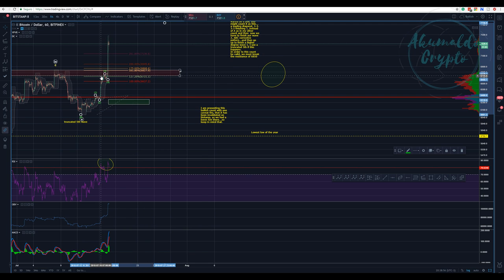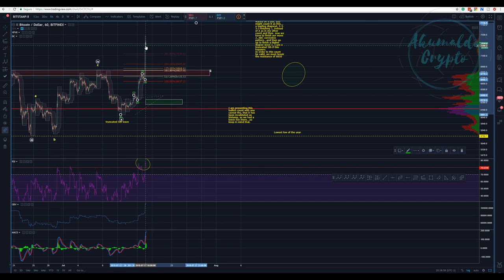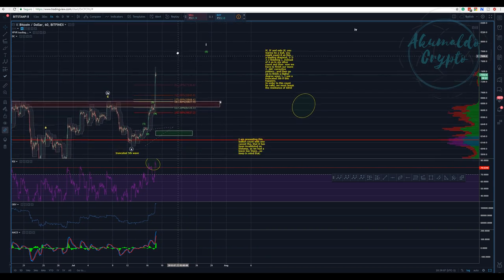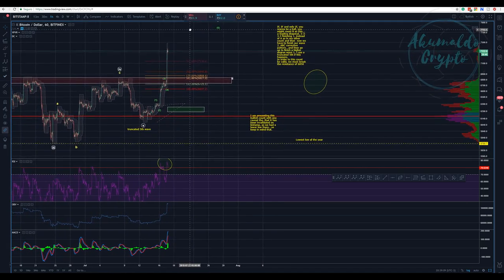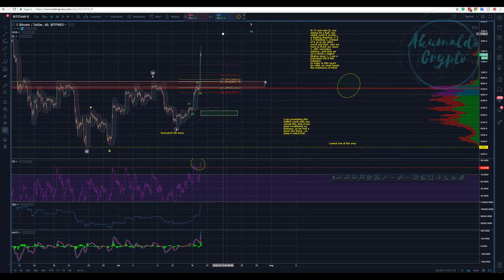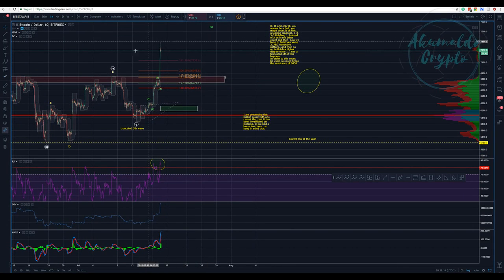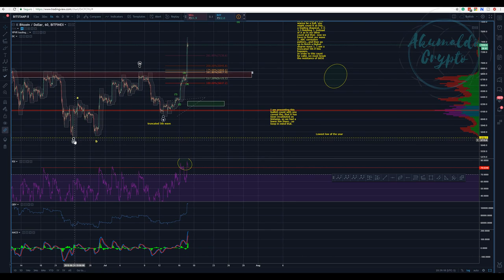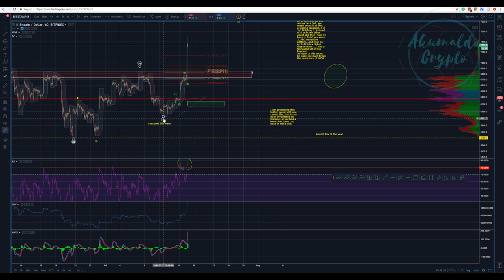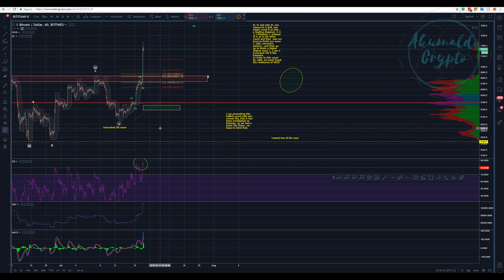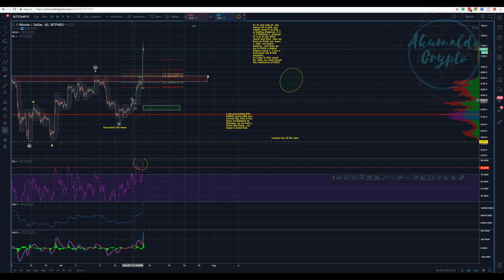It's difficult to count this impulse here. If you count like this, 1, 2, 3, 4, 5, it's a motive impulse wave. Okay. Hard to, indeed, yes. Let's see. We have the wave three here, 4, 5. Here we have a truncated fifth. And then we have this whole 1, 2. Or we can have a 1, 2 here.